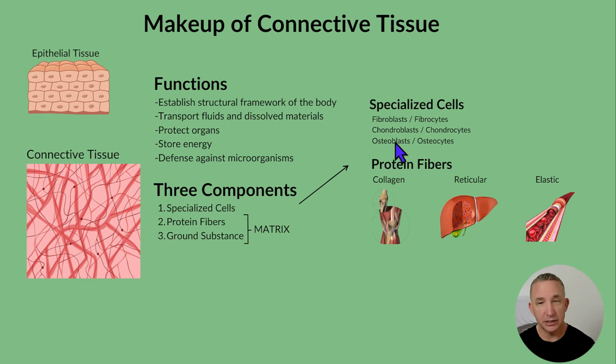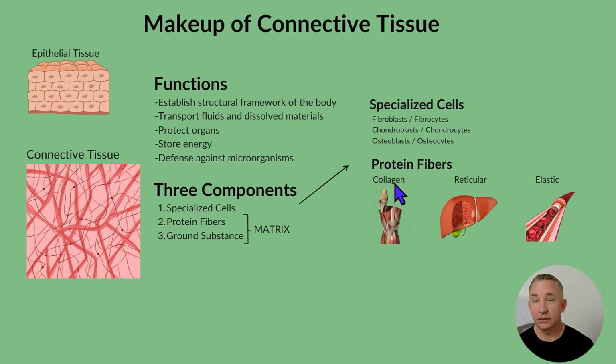But for now, the specialized cells, the ones that secrete the matrix, are the blasts: fibroblasts, chondroblasts, osteoblasts. They become older and help maintain the tissue. So they're kind of like the parents of the elderly. Once we build the house, they just maintain it. Fibroblasts, chondroblasts, osteoblasts.